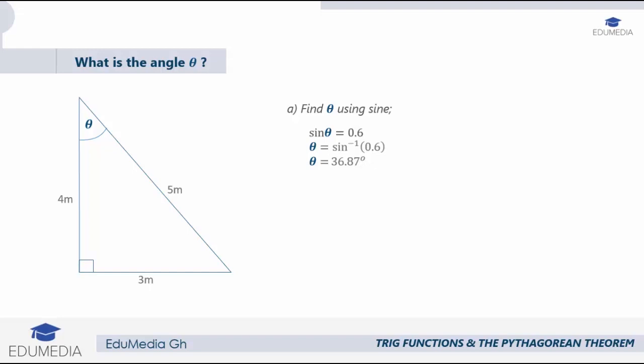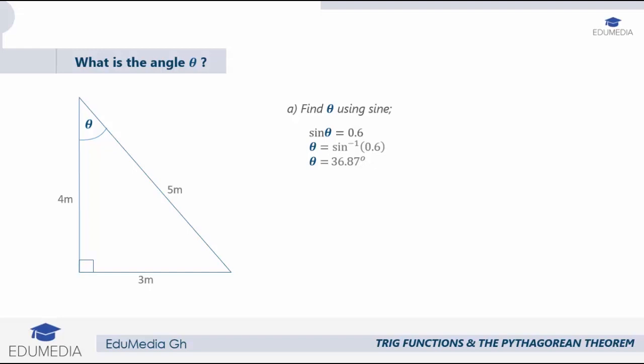So that's what we're doing here. Using the sine inverse at both sides, it takes out the sine at the left side, and gives us a sine inverse at the right side. So that's what they did. We take the sine inverse of 0.6, and that gives us 36.87.